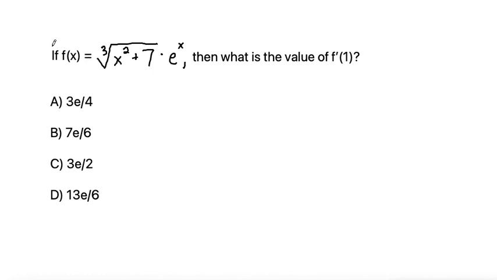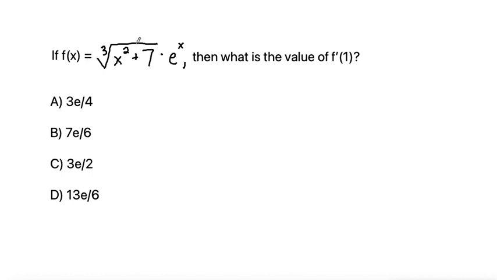So here we have a problem that says if f of x is equal to the cube root of x squared plus 7 times e to the x, then what is the value of f prime of 1? And we have these options. So I'm going to notice that the overall structure of this function is we have a function of x that is multiplied by another function of x.